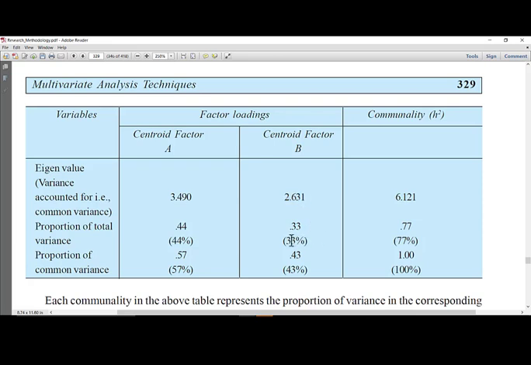So that way we are getting here. So then 44% plus 33% is 77%. So what is this 77%? 77% of the total variance is explained by this centroid factor A and centroid factor B. That is the meaning here.